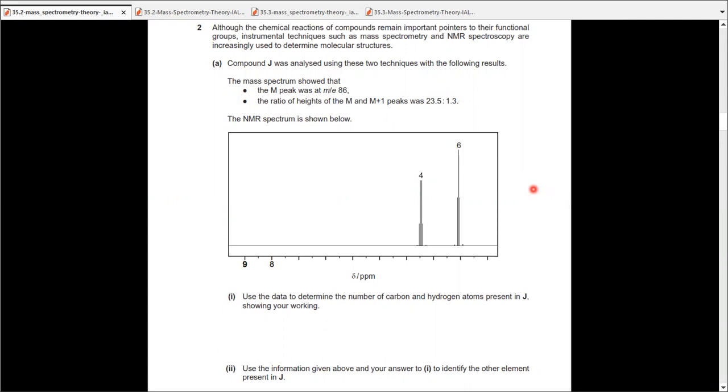Although the chemical reactions of compounds remain important pointers to the functional groups, instrumental techniques such as mass spectrometry and NMR spectroscopy are increasingly used to determine molecular structures. Compound J was analyzed using these two techniques with the following results. The mass spectrum showed that the M peak was at m/e 86. The ratio of heights of the M and M plus 1 peaks was 23.5 to 1.3. The NMR spectrum is shown below. Use the data to determine the number of carbon and hydrogen atoms present in J.